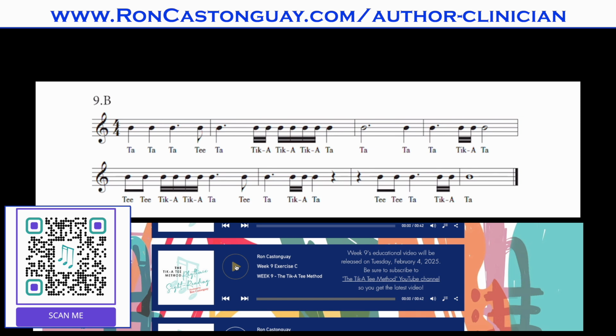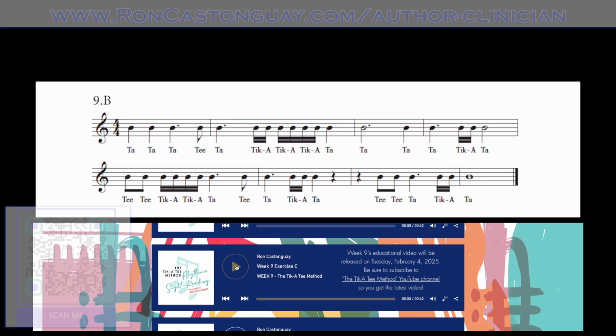I had a little more fun with my tenor sax. I created another groove with some harmony beneath it, and using the rhythms from exercise 9B and notes from the B-flat blues scale, I created a little solo for my tenor sax. So here it is. Hope you enjoy.